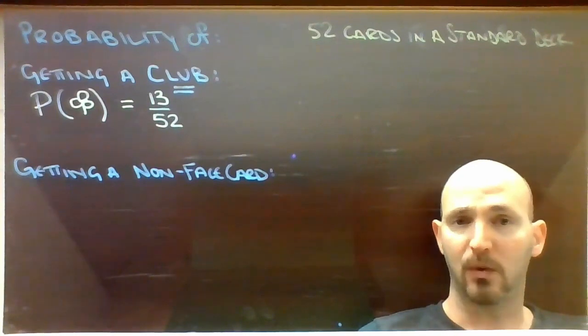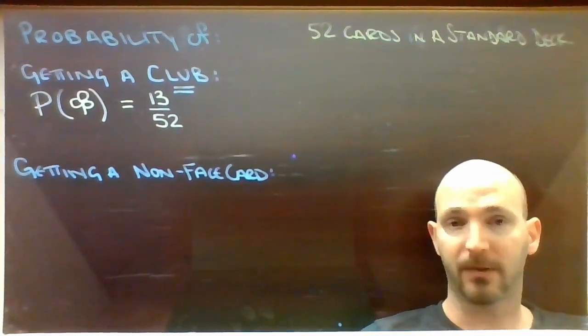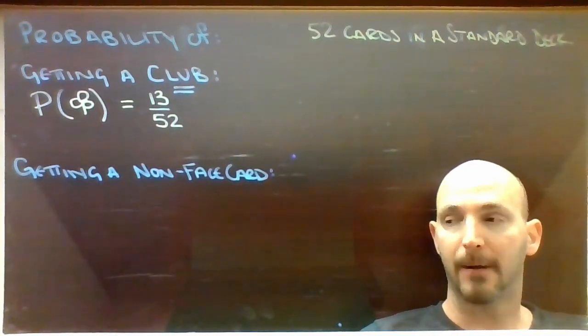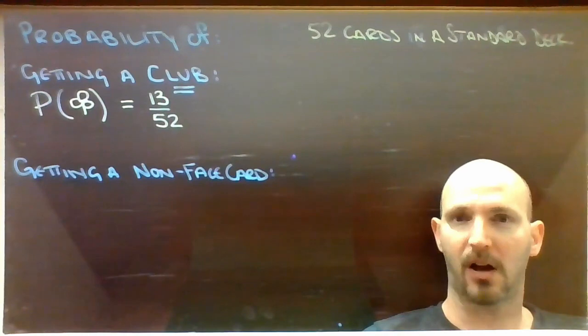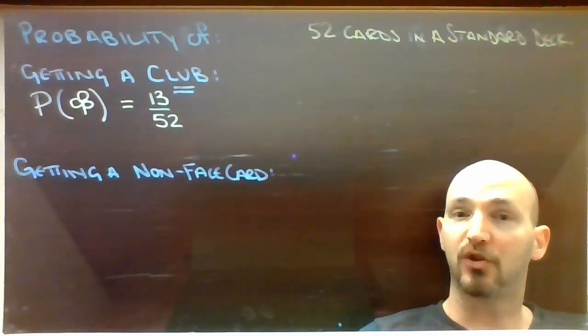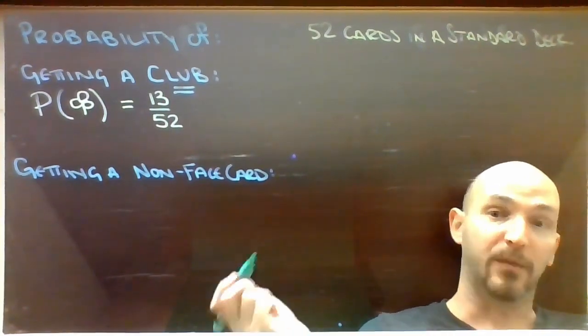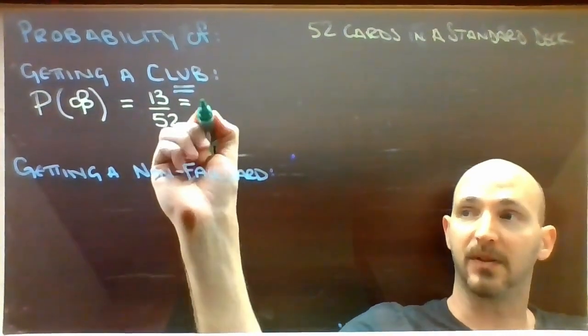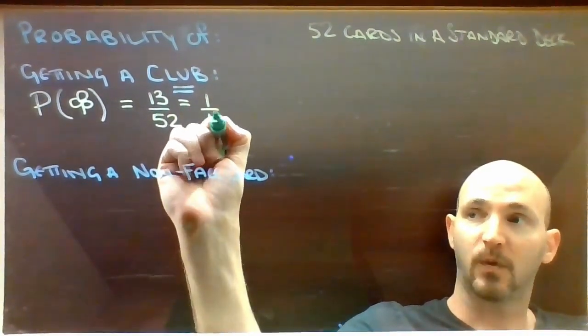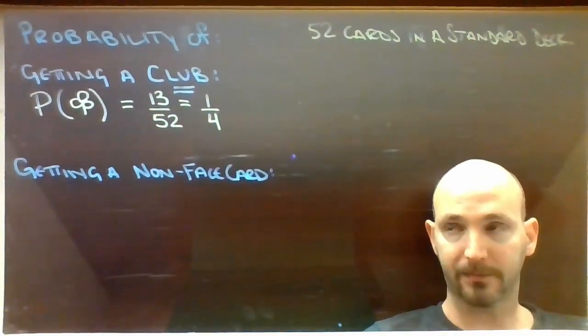So the probability of getting a club should be 13 out of 52. That means that if you took a random deck, shuffled her up, and then cut the cards, and you just kept doing that over and over again, 13 out of every 52 card cuts should be clubs. Now if you're good with fractions, you might notice that 52 happens to divide by 13, and that reduces to 1 out of 4.